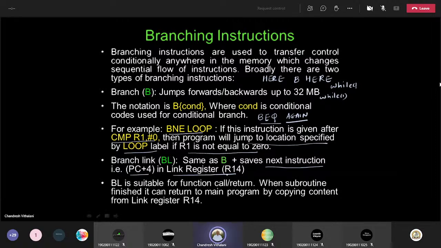So BL is suitable for function call and return. When the subroutine is finished, it can return to the main program by copying the content from link register R14. So you can use an instruction like this: MOV PC, LR. The link register will be transferred to PC and your program will return to the main program.